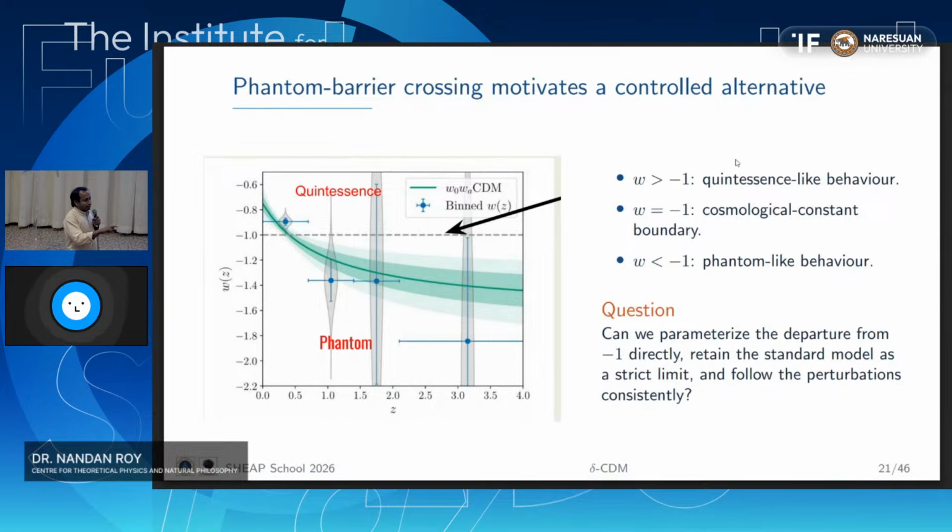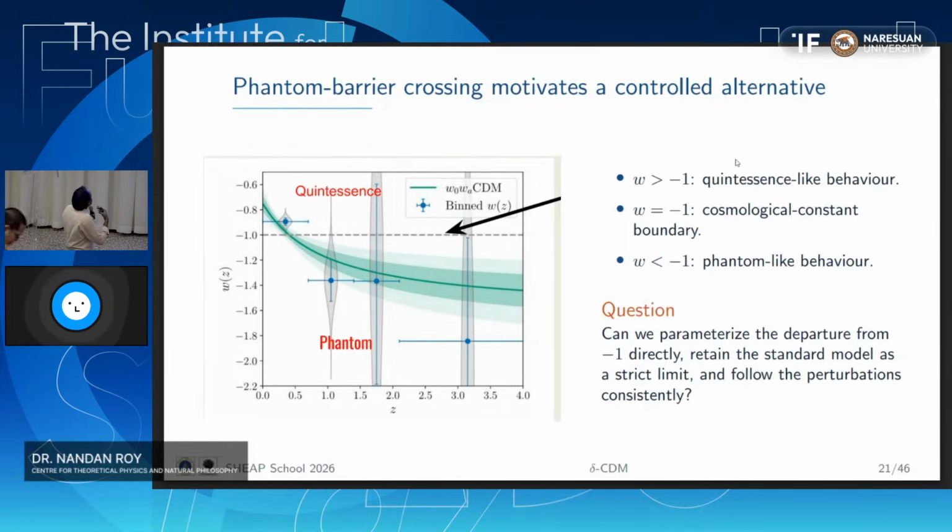So your kinetic energy has to flip from negative to positive, and that will give rise to the perturbations diverging, because in perturbation you will have some term like 1 by 1 plus w. So when w is -1, everything blows up. So that is forbidden for a single degree of freedom.